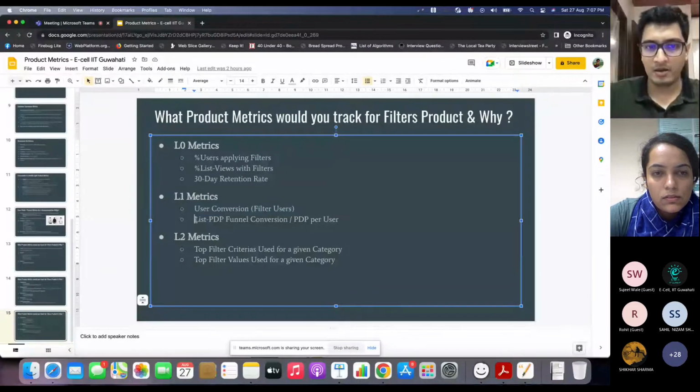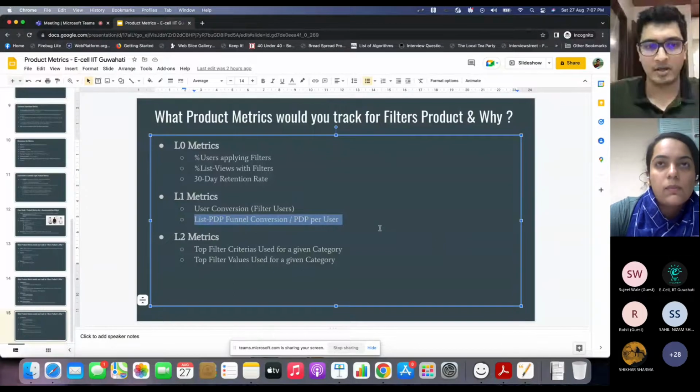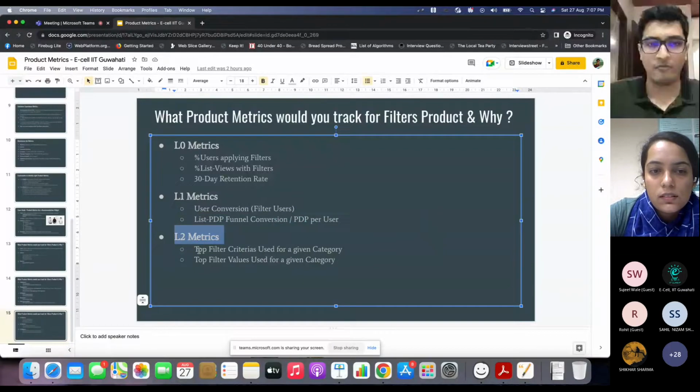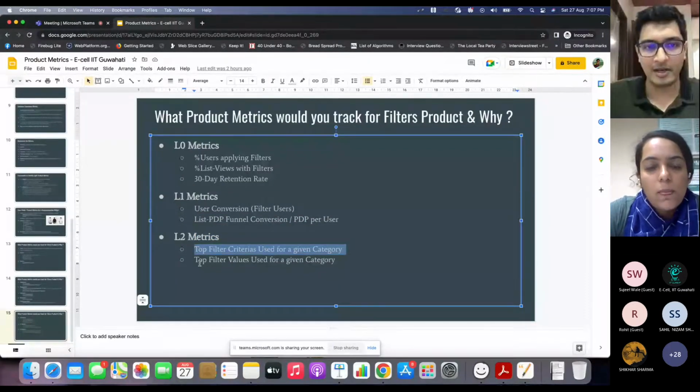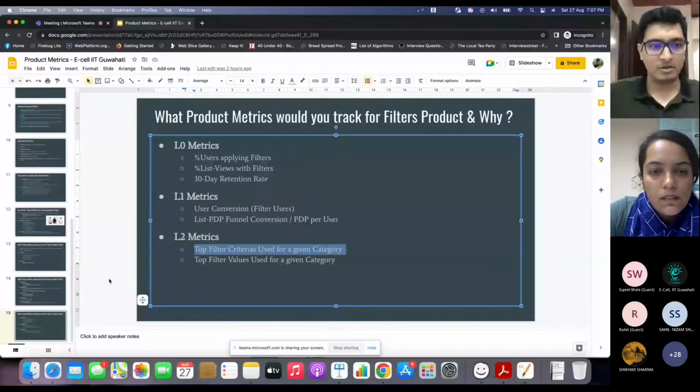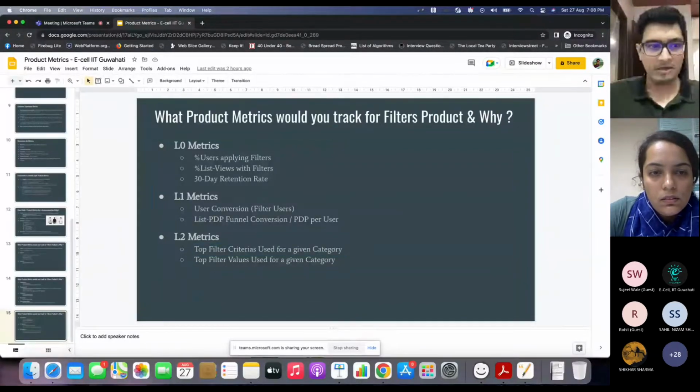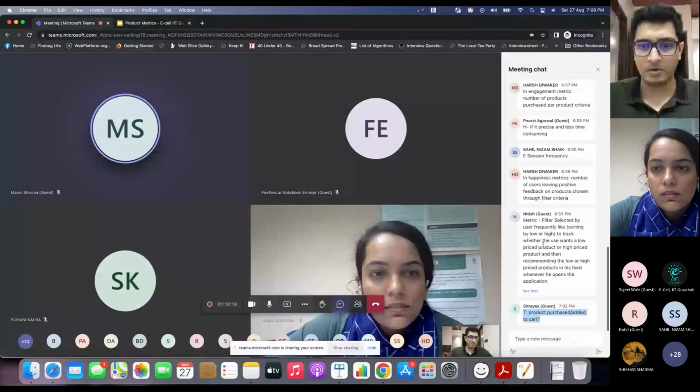And then this metric we also discussed: list to PDP funnel conversion, or number of products viewed per user. Are they viewing more products because now they are seeing relevant products? And then the L2 metrics, someone also pointed out: top filter criteria used for a given category, top filter values, etc. So yeah, this is it. If there are any questions, we can go through Q&A.